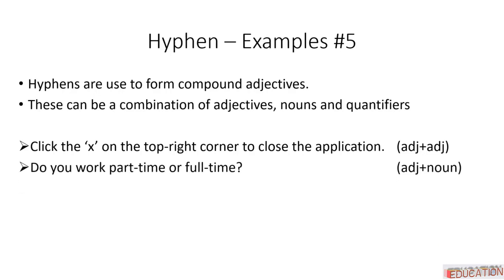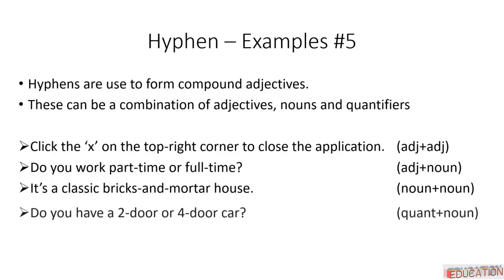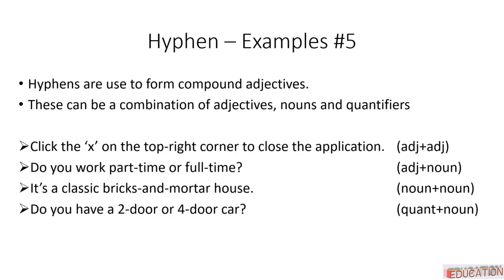Or we can add an adjective and a noun to make part-time and full-time, as in, do you work part-time or full-time? We also even use a noun and a noun together to make an adjective, as in, it's a classic bricks-and-mortar house. So bricks-and-mortar is the adjective describing the type of house. Or we can use a quantifier and a noun to make an adjective, as in, do you have a 2-door or 4-door car?